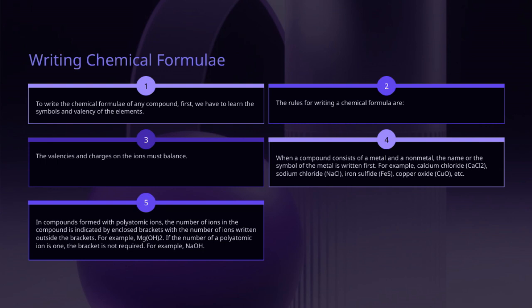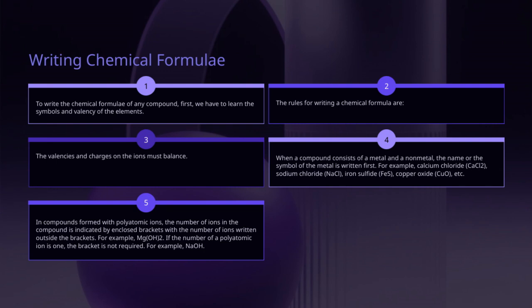Now, when it comes to writing the actual chemical formulas, there are some important rules to keep in mind. One key point is that in compounds formed with polyatomic ions, we use brackets to show the number of ions present. For instance, magnesium hydroxide, Mg(OH)2, indicates that there are 2 hydroxide ions for each magnesium ion. If only one polyatomic ion is involved, like in sodium hydroxide, NaOH, then we don't need brackets.